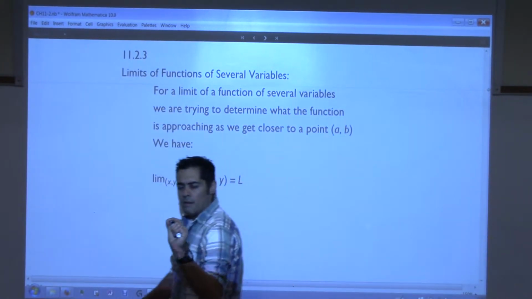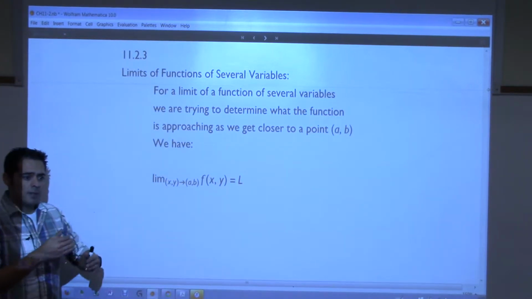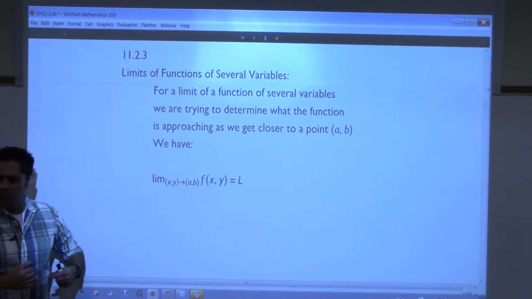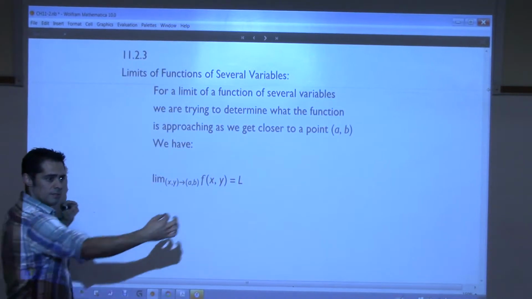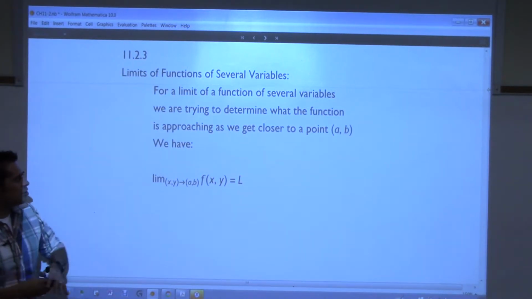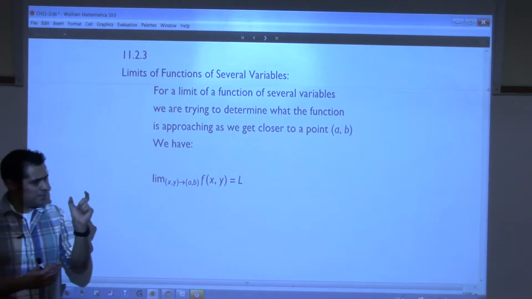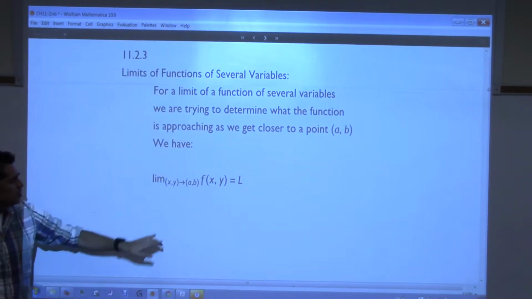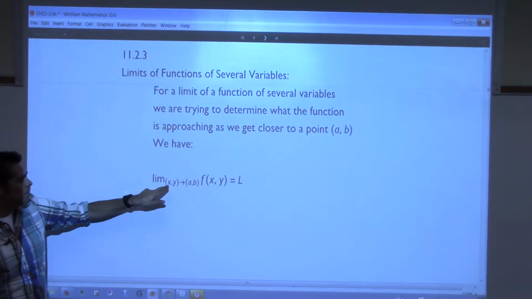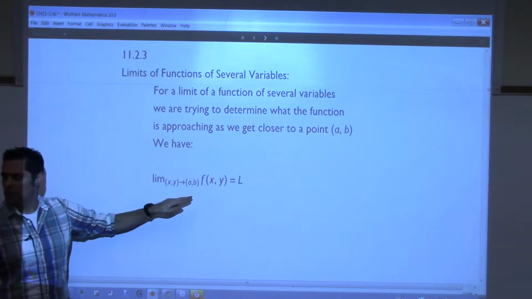See, when you were in a limit in Cal 1, x was approaching something, right? You were just approaching along the x-axis. But now, our function is a function of two variables. So your input is actually an ordered pair. So you want that ordered pair to be approaching another ordered pair.